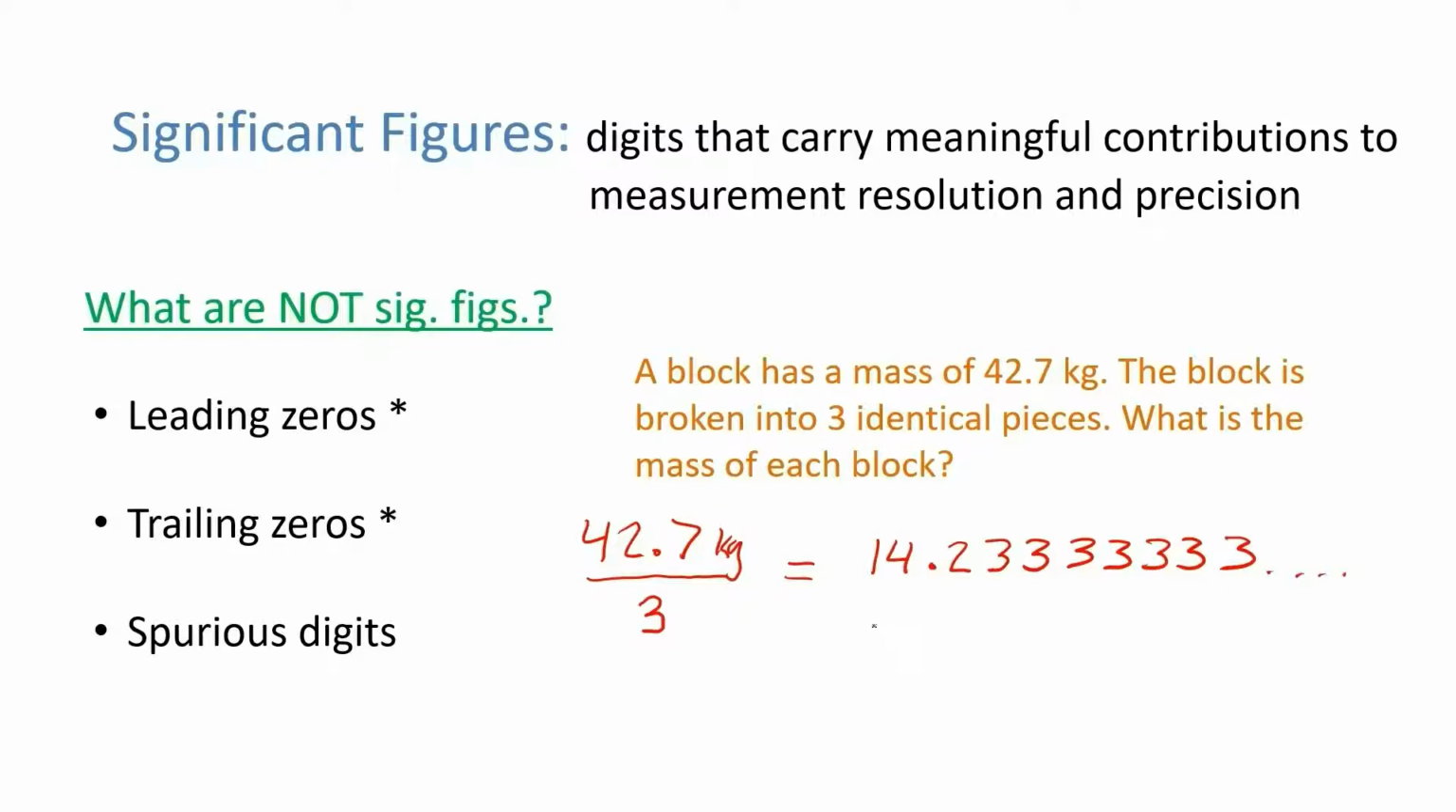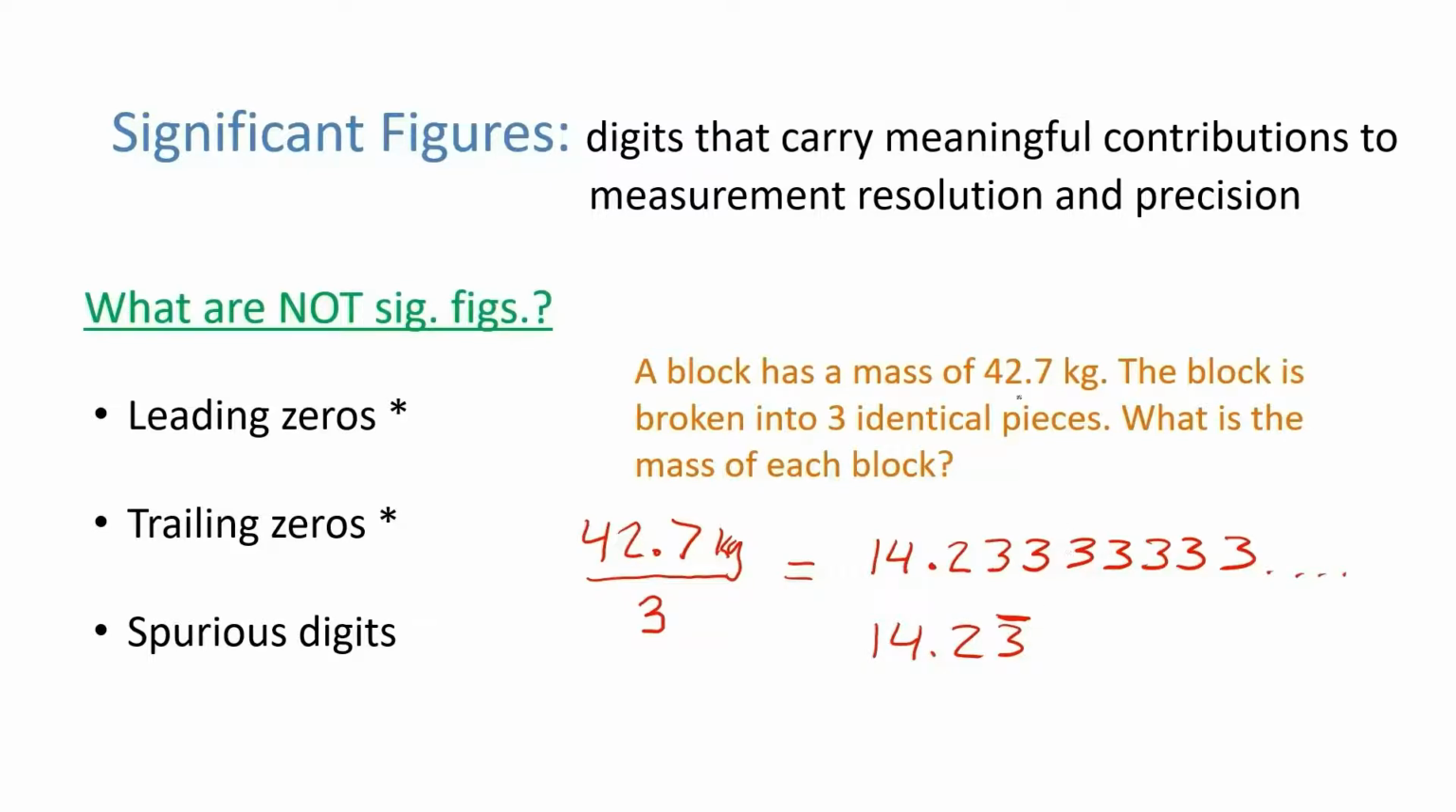One way I see people write this is as 14.23 with a bar over it, and that's fine. That's a common practice in math to show a repeating pattern of numbers. But is the 3 even significant in this case? Turns out, no, it is not.